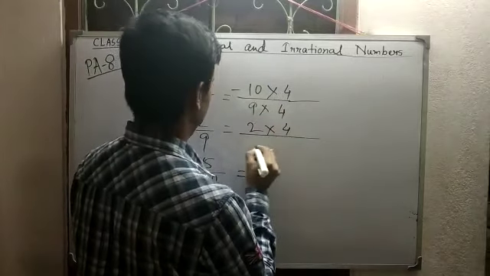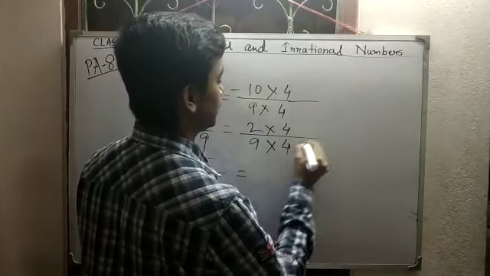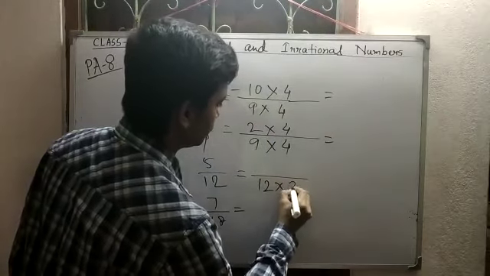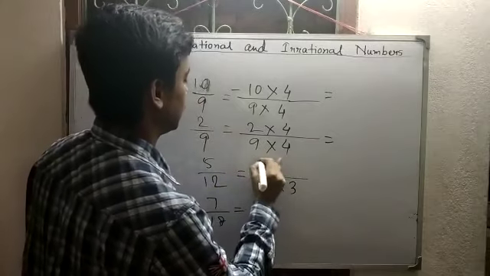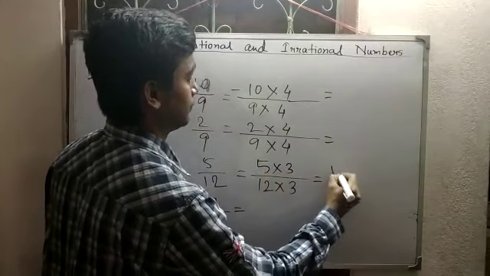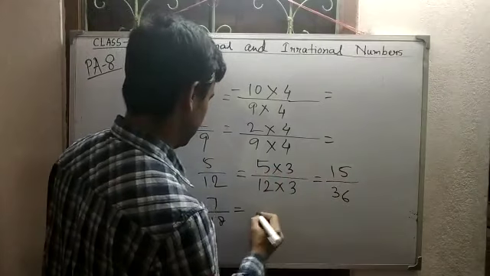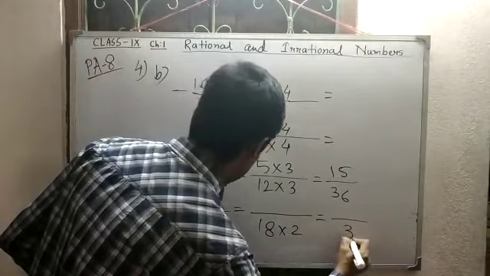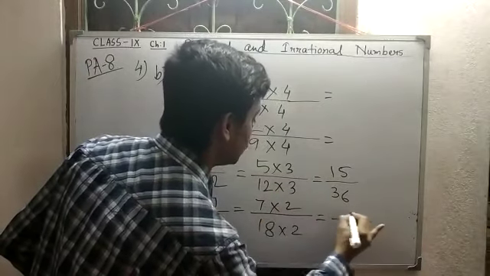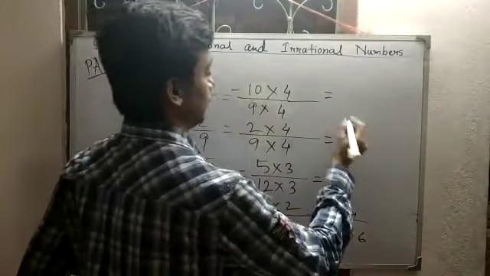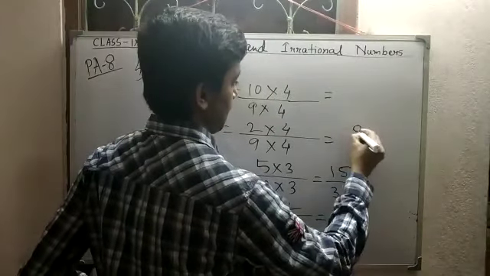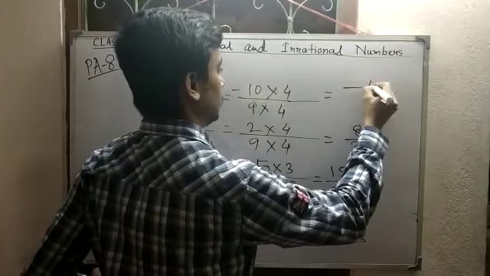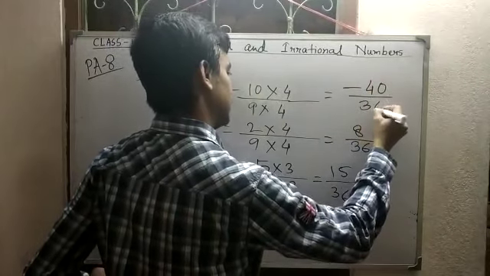It will be same because the same denominator is here. Next, 12 into 3, that is 36. 5 into 3, that is 15 by 36 here also. 18 into 2, that is 36. 7 into 2, that will be 14. This one 8 by 36, and this minus 40 by 36.